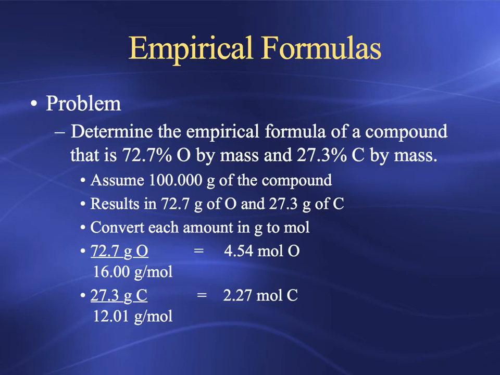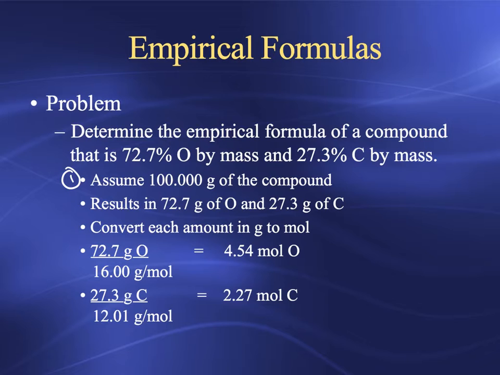A problem says to determine the empirical formula of a compound that is 72.7% oxygen by mass and 27.3% carbon by mass. So what to do in this situation? Well, step number 1 is to assume you have 100 grams of the compound. If you assume 100 grams of the compound, the percents very nicely turn immediately into masses. It's a very effective and easy way of doing this.